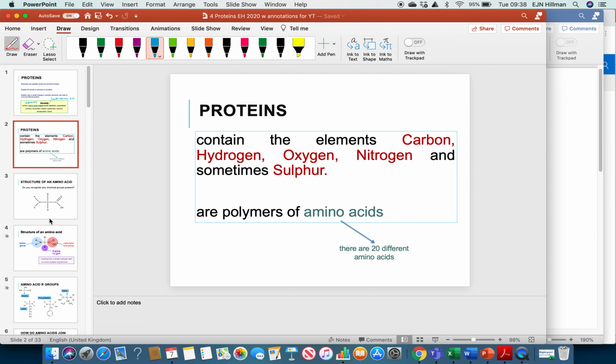So, firstly, proteins are another biological molecule. They contain the elements carbon, hydrogen, oxygen, and nitrogen. So all proteins contain those elements. Sometimes there may also be sulfur. And as we've said already, the amino acids are the monomers of proteins. There are 20 different amino acids, and we'll look at why they are different shortly.